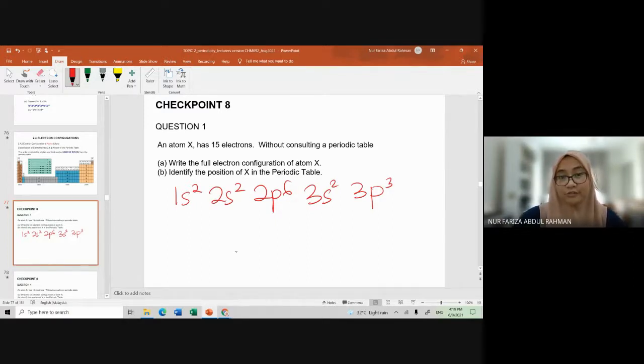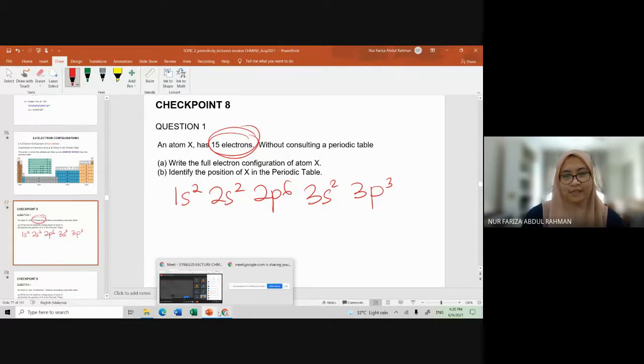So you have to make sure that the total number of electrons should be equal to 15 electrons. Jangan terlajak, jangan nak penuhkan orbital je. Dia kena based on the number of electrons. So in total you should have 15 electrons in all the sub levels combined. Alright, okay, so let's have someone else identify the position of X in the periodic table.